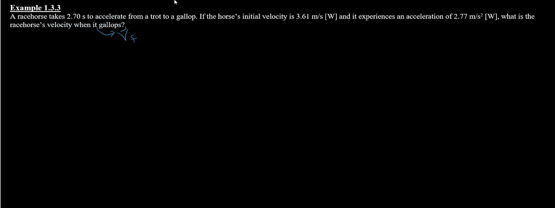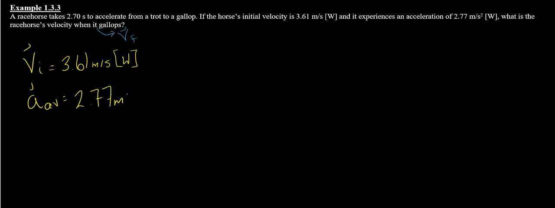Okay, so in this case, it says that the horse's initial velocity is 3.61 meters per second in the west direction. The next piece of information that it gives us is the acceleration of the object. So the average acceleration is 2.77 meters per second squared, again in that west direction. And then the last thing that we need is this thing right back here from the very start of the problem, and that's the change in time that it took, 2.70 seconds. Okay, so again, we know we're looking for that final velocity of our object.